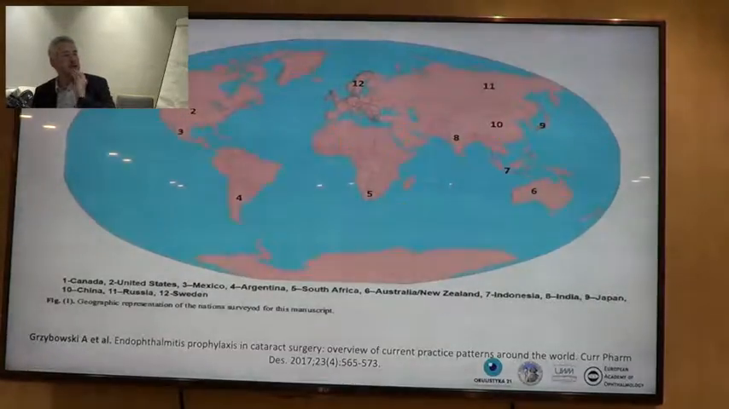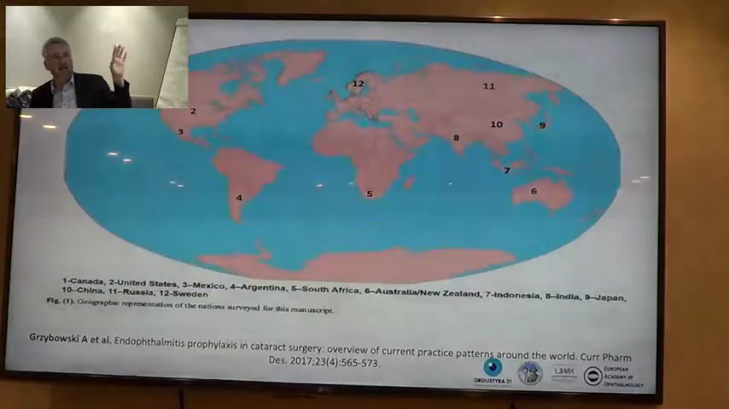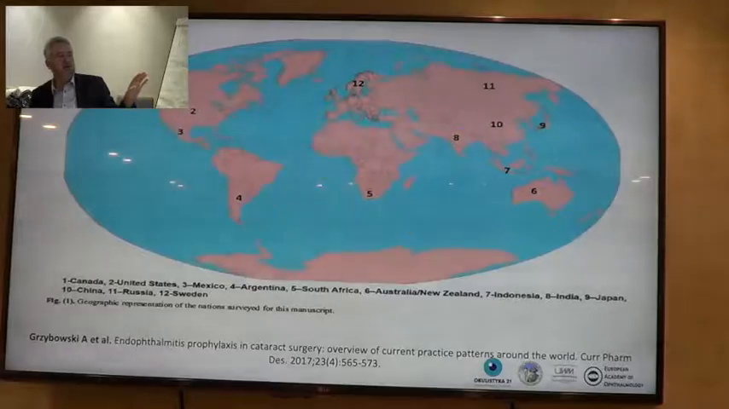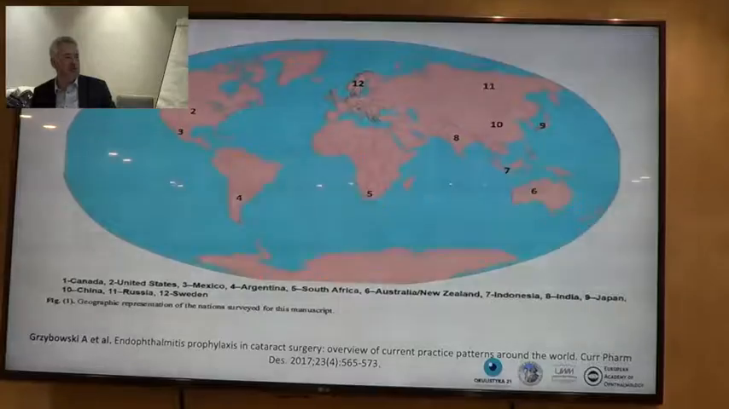This is our study, which we finally published last year. It was an overview of current practices in endophthalmitis prevention in different parts of the world, as you see. We included 12 countries: Canada, United States, Mexico, Argentina, South Africa, Australia, New Zealand, Indonesia, India, Japan, China, Russia, and Sweden.